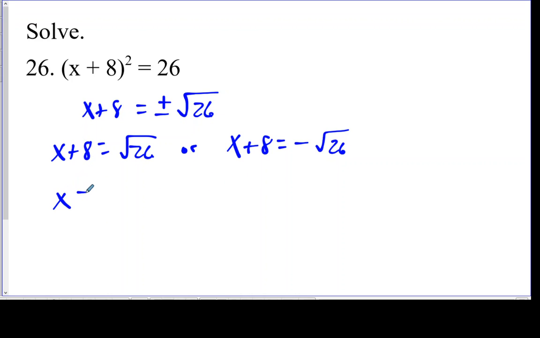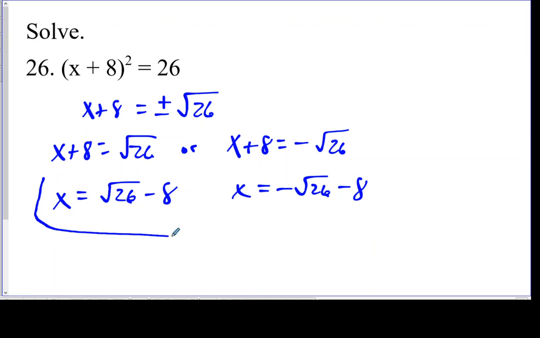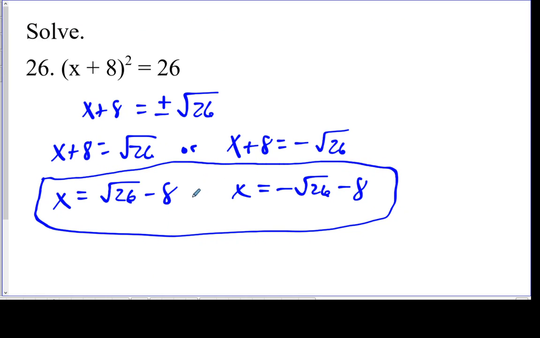So if I subtract 8 from both sides, that leaves us with x equals the square root of 26 minus 8. And the other would be x is equal to negative square root of 26 minus the 8. So those are our two different answers.